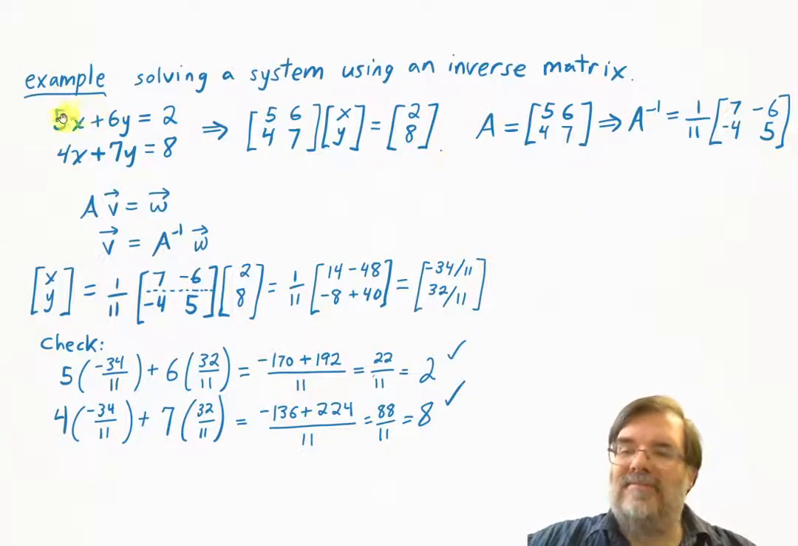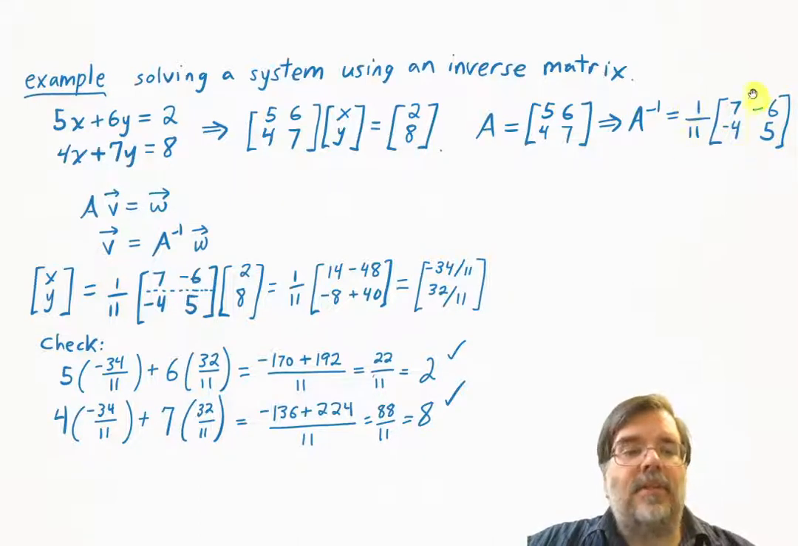One more example. I'd like to solve a system of equations using an inverse matrix. Right, so the first thing we would do is take the system of equations and convert it to a matrix equation. 5, 6, 4, 7 times vector xy equals vector 2, 8. Calculate the inverse of this matrix, and you'll find that that's 1/11 times the matrix 7, -6, -4, 5.